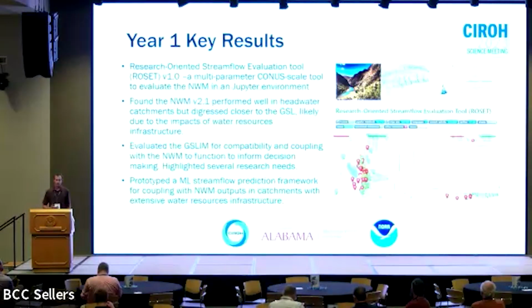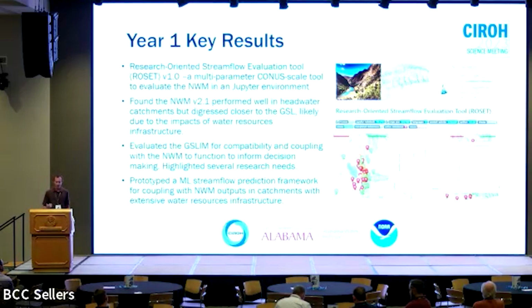Very excited to share with everyone Rosette, which is the research-oriented streamflow evaluation tool, version 1.0. That is a multi-parameter, full CONUS scale evaluation tool in a Jupyter notebook environment. So you can see how the National Water Model version 2.1 retrospective performs at all the existing, I think 3,000 to 5,000, USGS gauges. I'll show a tag so you can go to our GitHub and download that.